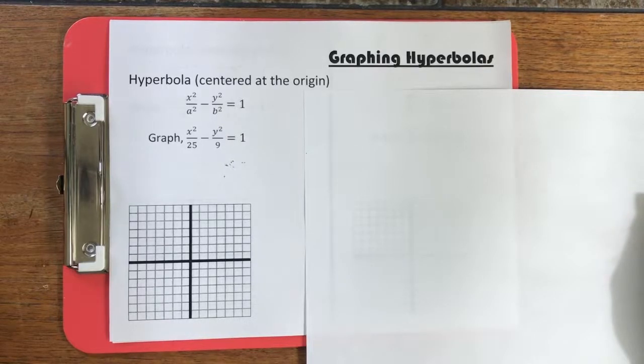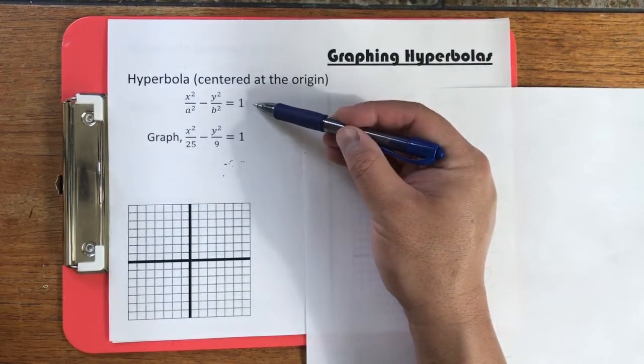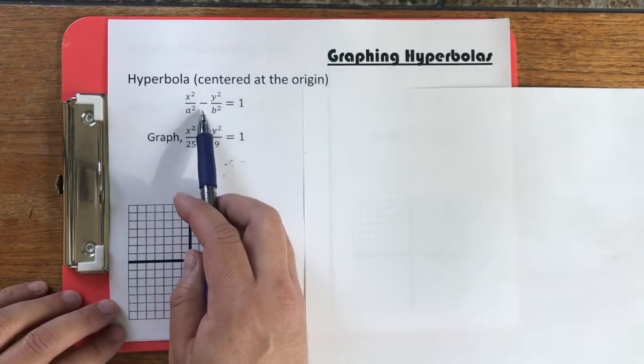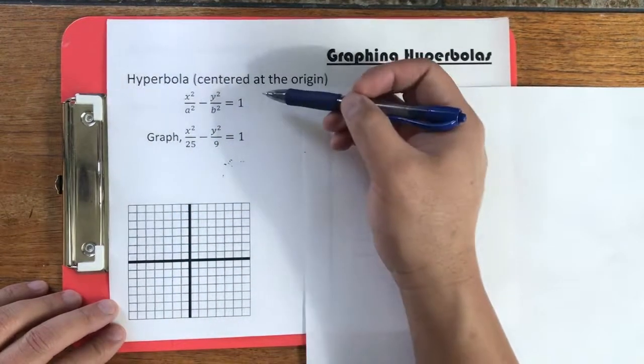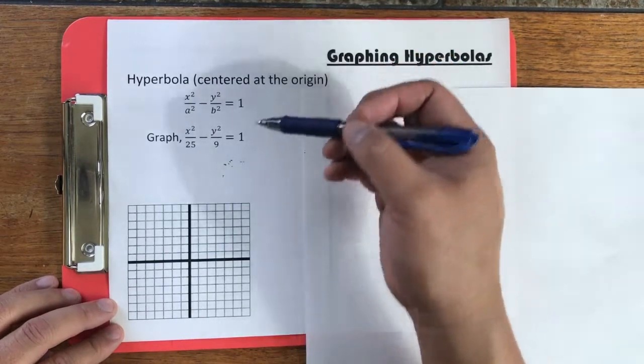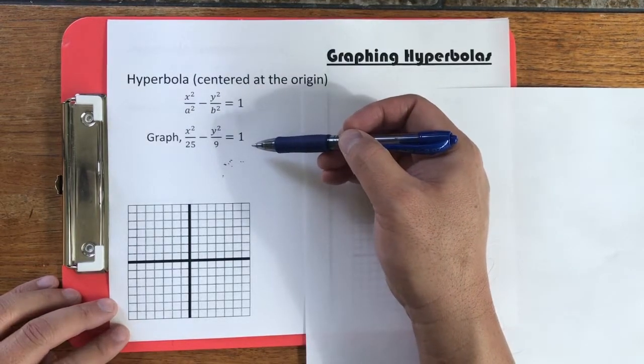What we're going to work on in this video is learning how to graph hyperbolas. Now, the difference between the hyperbola equation and an ellipse equation is that hyperbolas have a negative in the middle, whereas ellipses have a plus. So this is the general formula for a hyperbola centered at the origin. Now, if I was to ask you to graph something like this, we would do pattern matching.